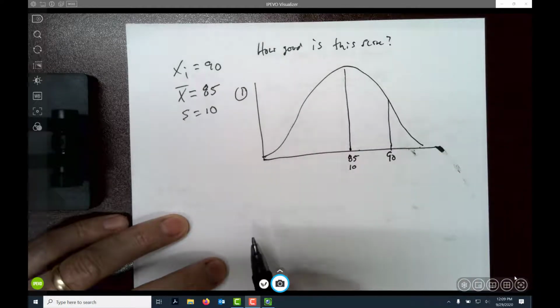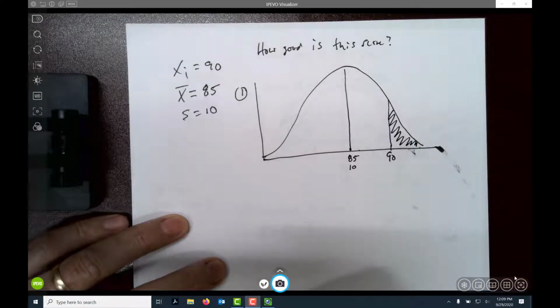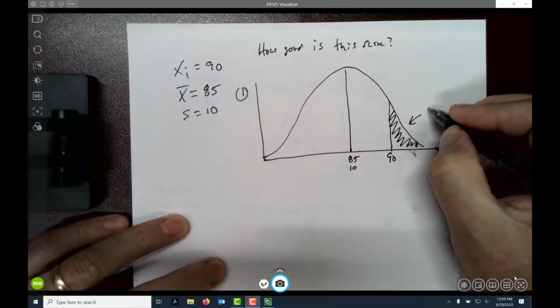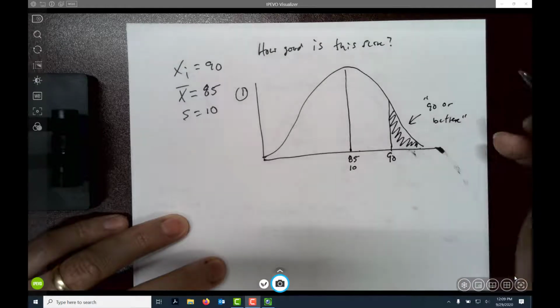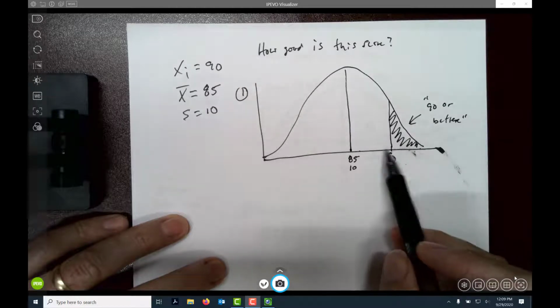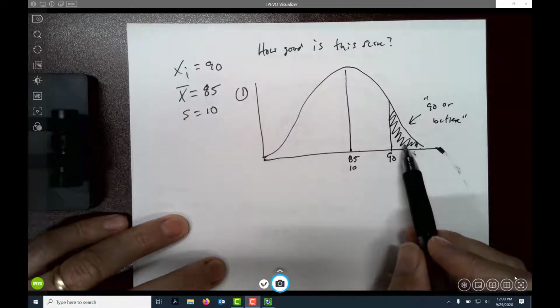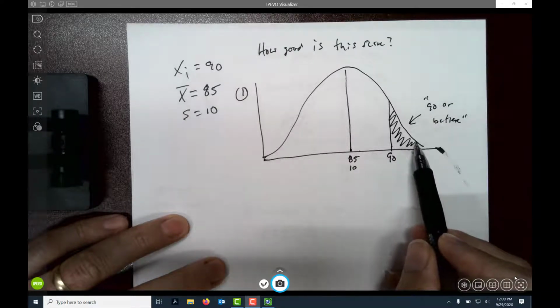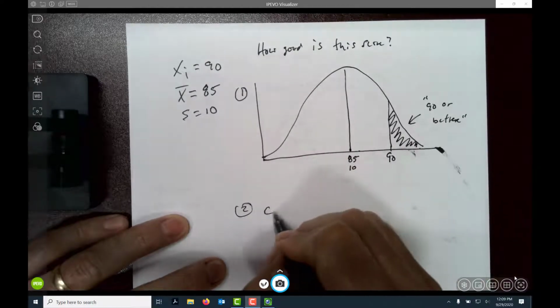So if we want to know how good that score is, we might be interested in what percentage of scores, or another way of saying that, what proportion of scores are 90 or better. Think about this. If the proportion of scores that are 90 or better is very, very small, then we should congratulate Marlene of having such a high score. But if the proportion of scores, let's say, that are 90 or better is large, then we might say, well, hey, there's a large percentage of people that did better than you. So step number 2 in answering this question is to calculate z.